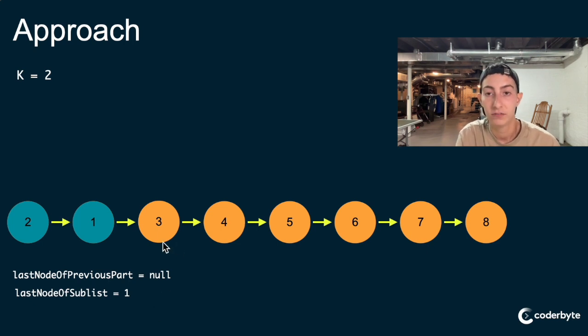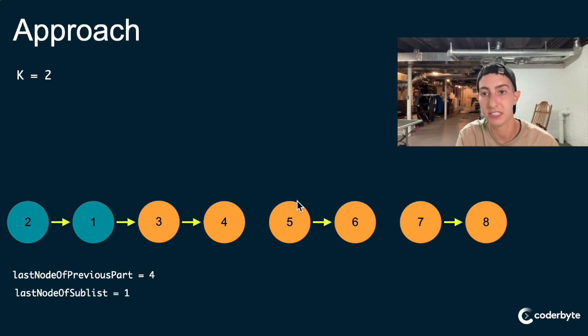We continue on for our alternating sublist of size k, which is 2, which we're not going to reverse. So then we process 3, we move on. We process 4, we move on. Now, we're finally back to reversing again, but we need to capture 4 somehow as our last node of previous part because we are going to have to point it to the new head of our reversed sublist. So let's change that. Our last node of our previous part is now set to 4, and now we're going to deal with 5 and 6 here.